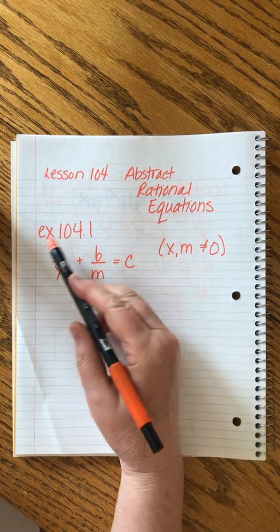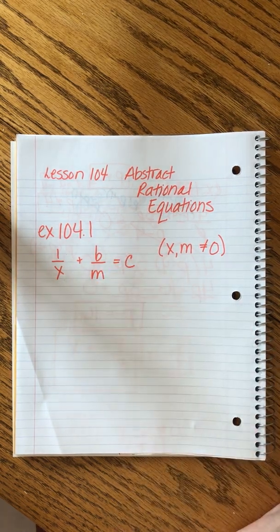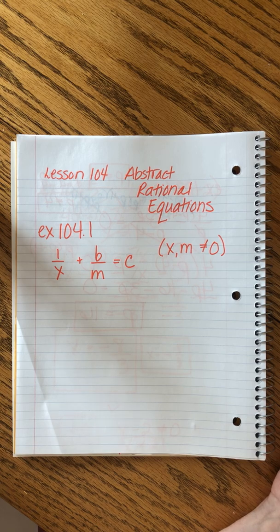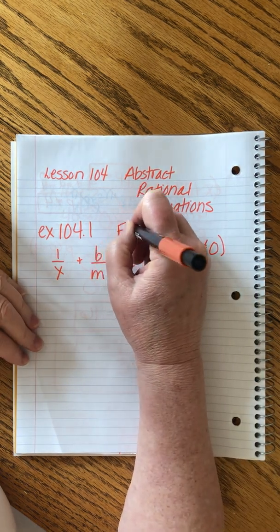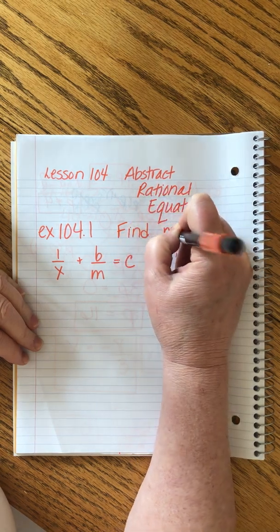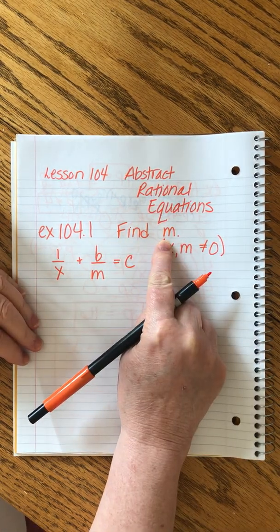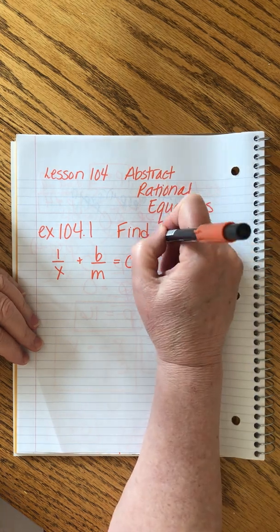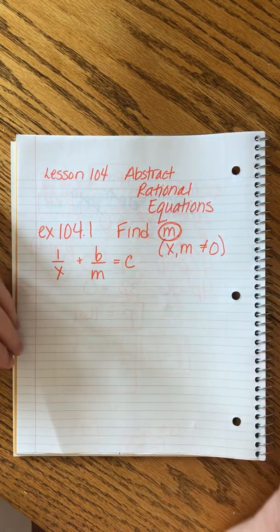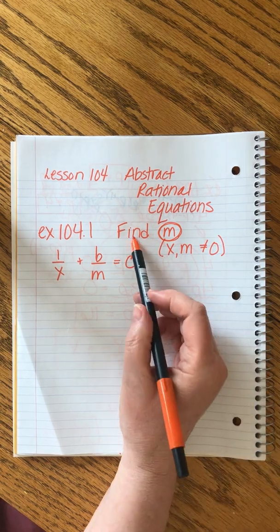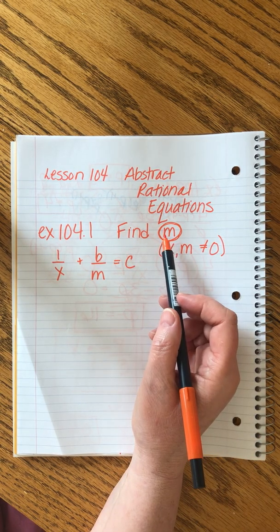Now, here's the thing about this that makes it abstract. It's all letters. And there's no way to solve this for a number because we've got all these letters. So we're kind of stuck, except John tells us one more piece of information. He tells us what letter he wants us to find. I'm circling that because that is the only thing that gives us direction in this problem. Without this information, we'd be stuck. We would have no idea what to do.